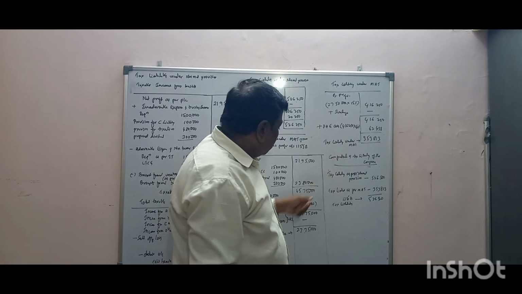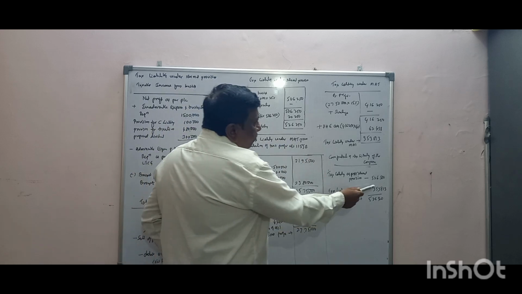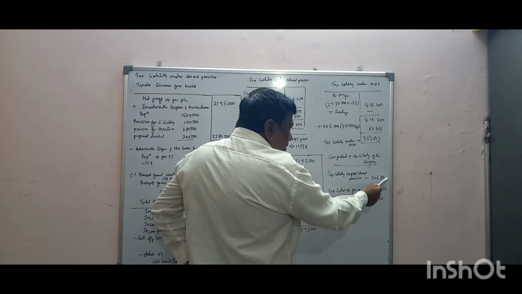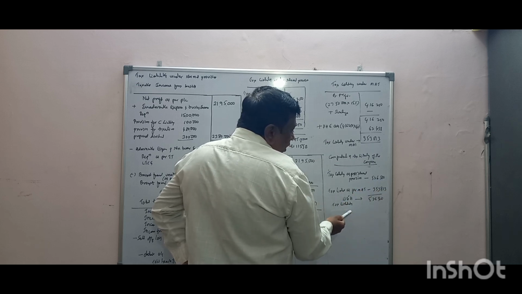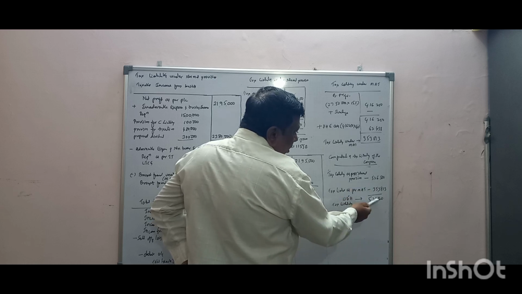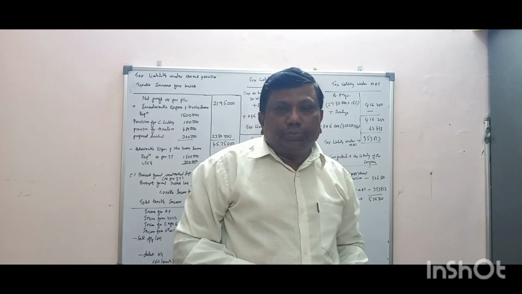By comparing these two, normal tax liability is 5 lakh 26,250 and MAT provision is 3 lakh 53,813. Whichever is highest of these two should be the tax payable by the company. Highest is 5 lakh 26,500. So this is the total tax payable by the company under MAT provision.